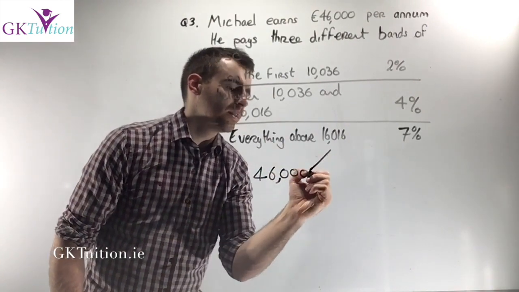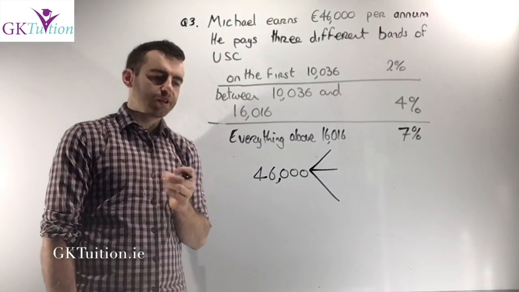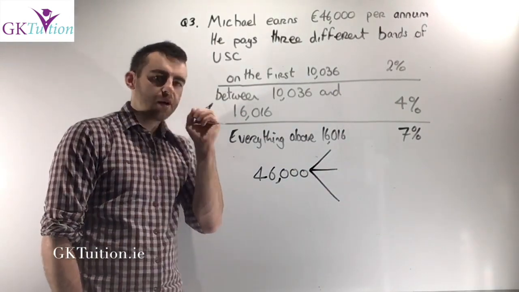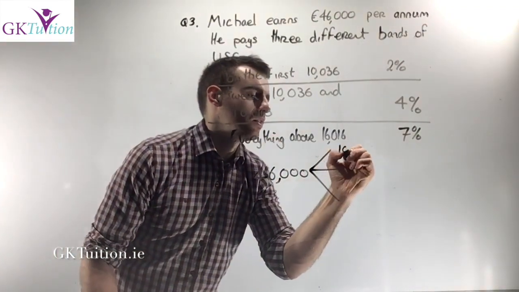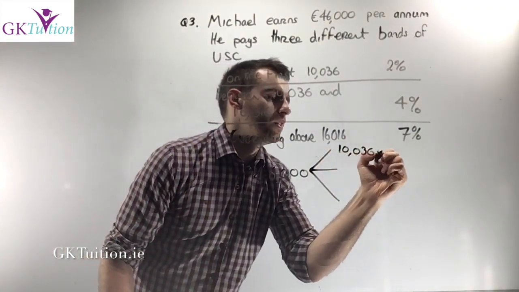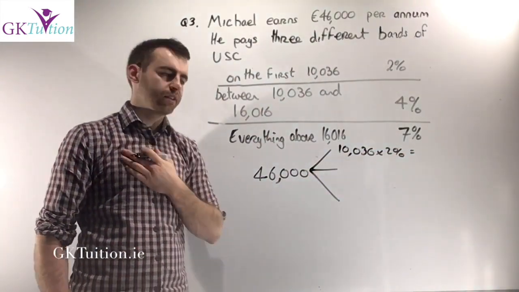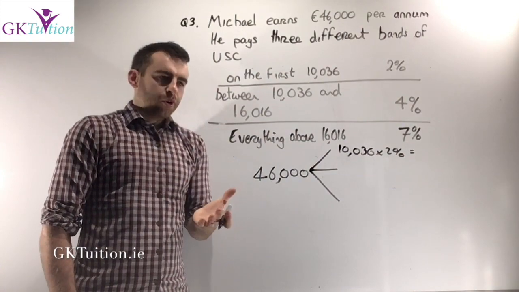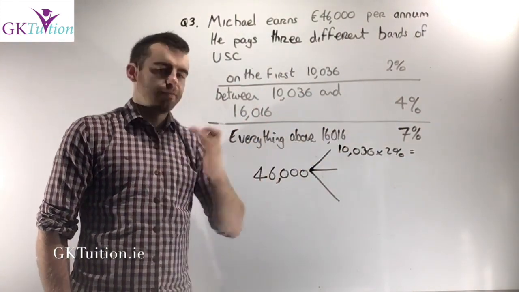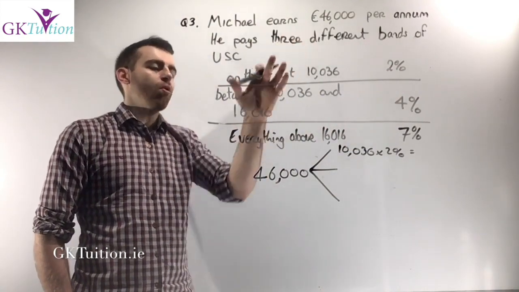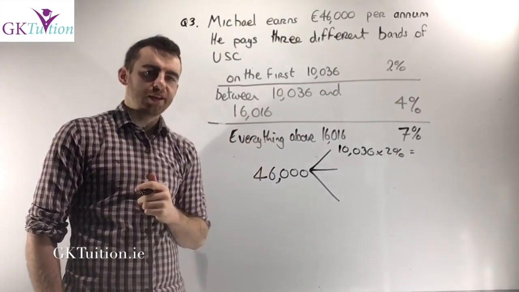And we need to split this up into 3 different bands. Notice when we were dealing with income tax, we split it into 2 different bands, but now we're going to split it into 3. I know that on the first €10,036 that Michael earns, he's going to pay 2% tax. So I'm going to get 2% of 10,036. On any money that he earns between 10,036 and 16,016, he's going to pay 4%. He's clearly earning way more than 16,016, so he has to pay 4% of everything between these 2.